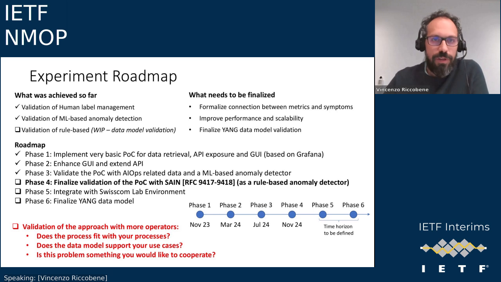In terms of roadmap, what's been done, we have been validating this from a human label management point of view, and we've been validating this with a machine learning-based anomaly detection system. We still have work in progress of validating this with rule-based approaches. So we're currently planning to work on phase 4. We started already, and we want to finalize this. We plan to finalize this hopefully by November 24.